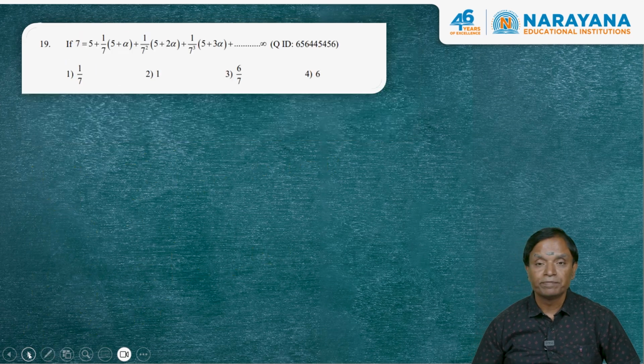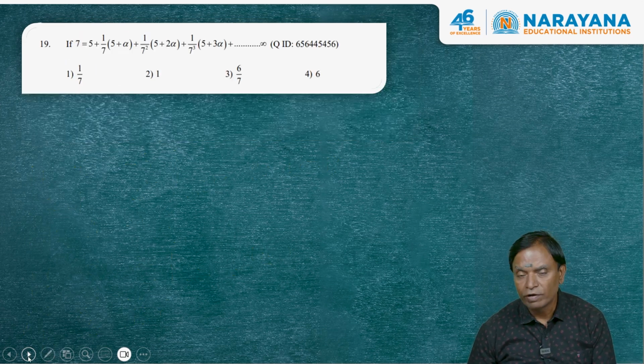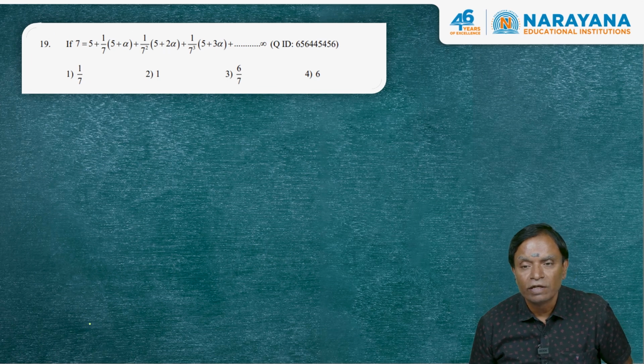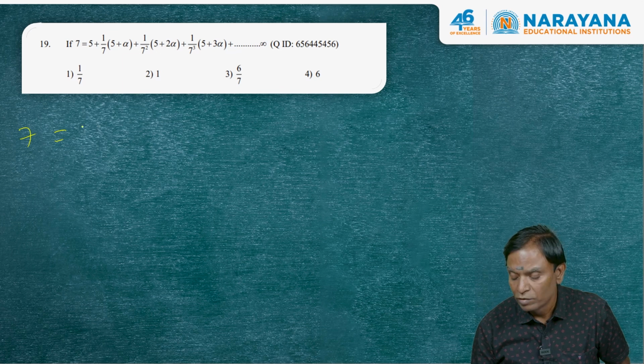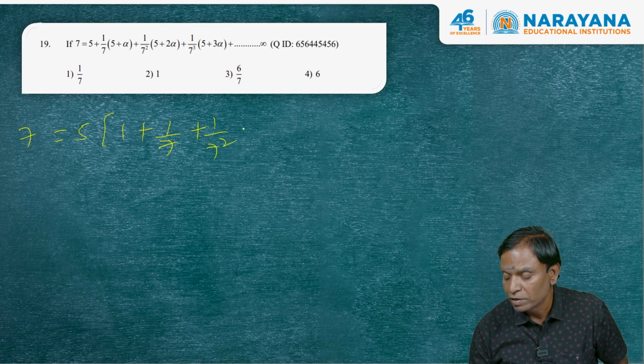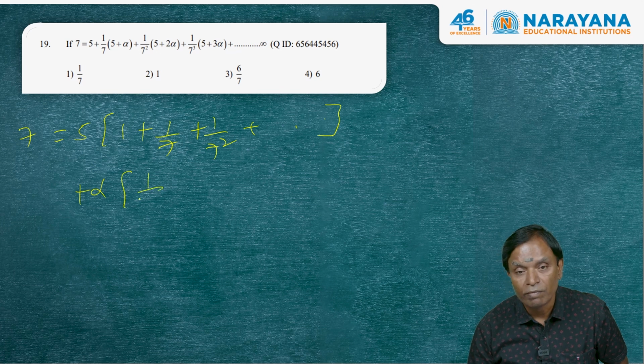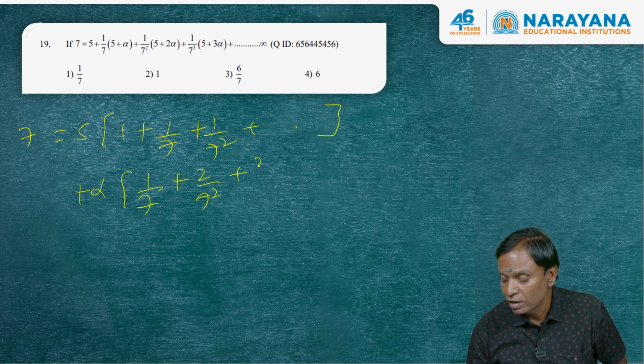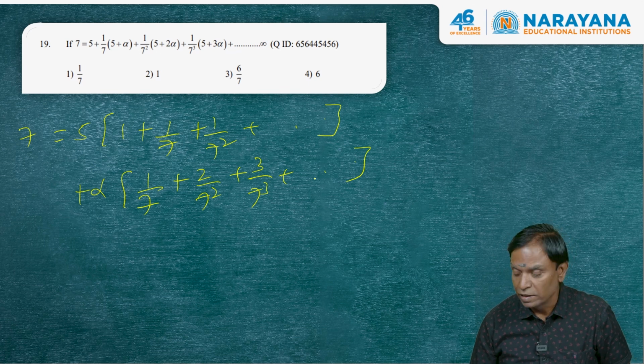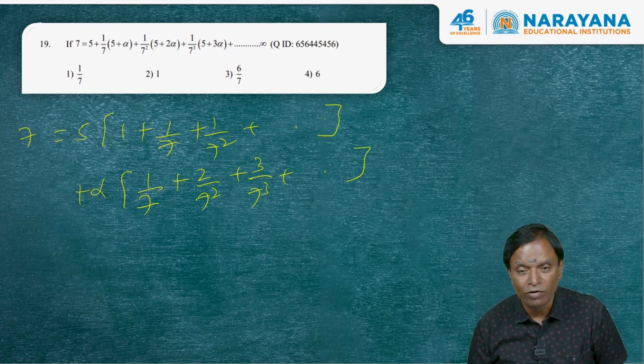Good. Next, you are given some series, you are asked to find the sum of the series. So infinite series, you can just pull out the terms: 5 into (1 + 1/7 + 1/7² up to infinity) plus alpha into (1/7 + 2/7² + 3/7³ up to infinity). So the first series is in GP, this is in AGP. I think all of you know how to find the sum of the infinite terms in GP and AGP.